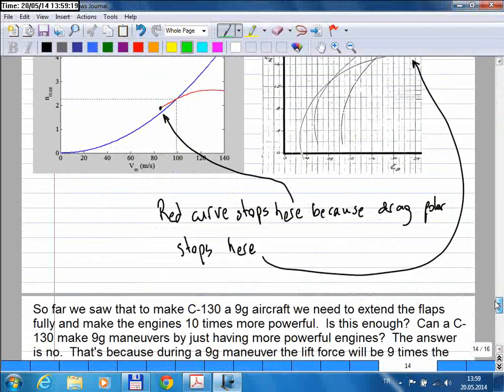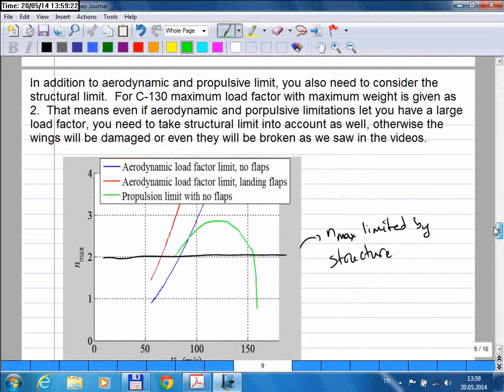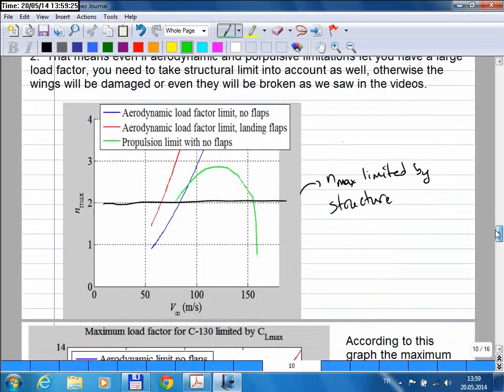So for this example, the C-130 aircraft, this is what we had. So this is the aerodynamic limit for the C-130 aircraft, and the propulsion limit is this one. And as you see here, they intersect at this point, and at speeds lower than that limit, the critical one is the aerodynamic one, because this is the lower limit. And at speeds higher than that, the critical limit becomes the propulsion limit.